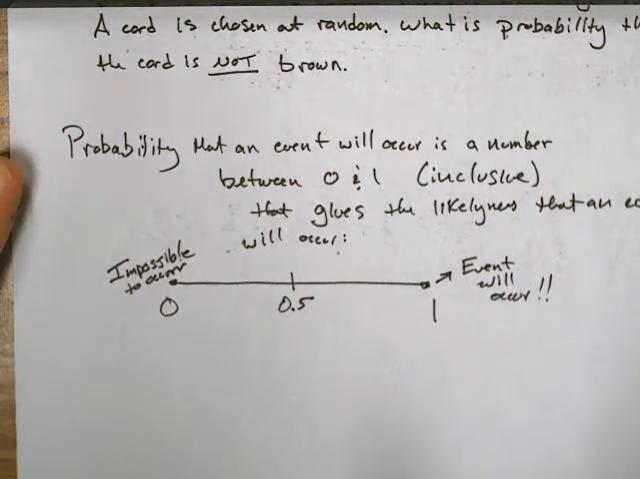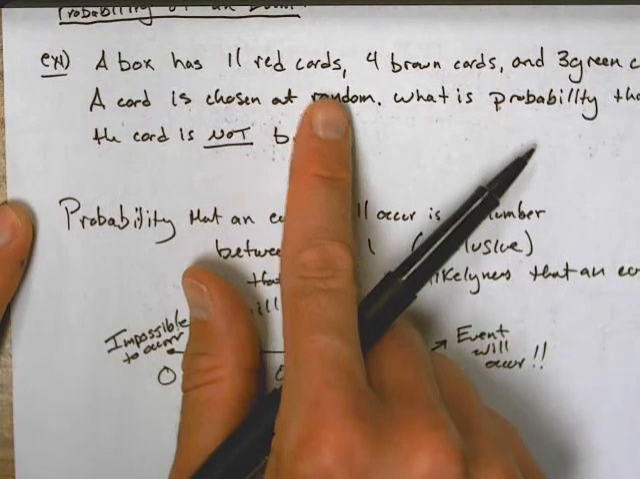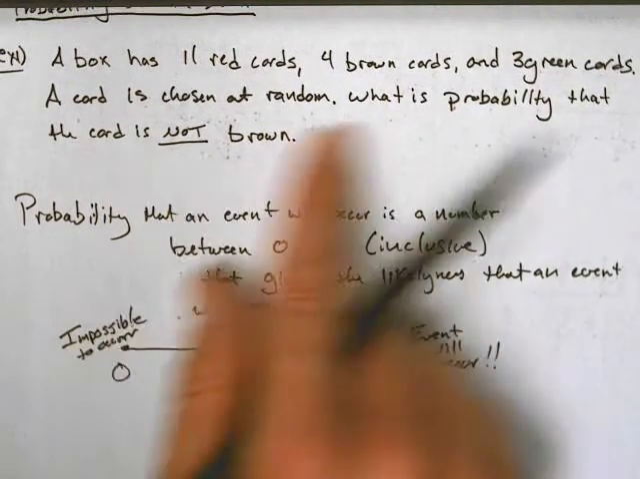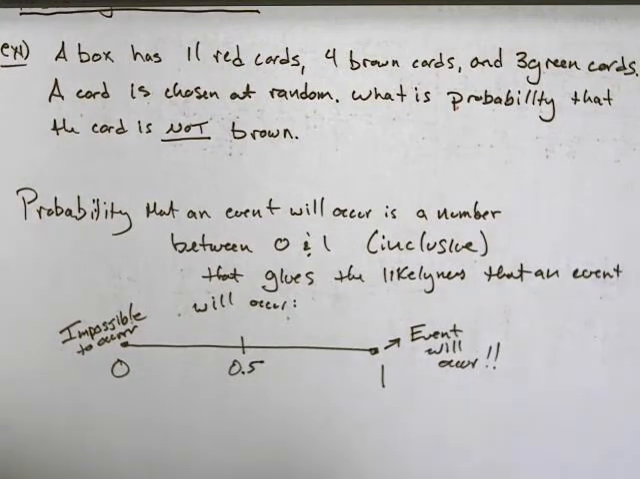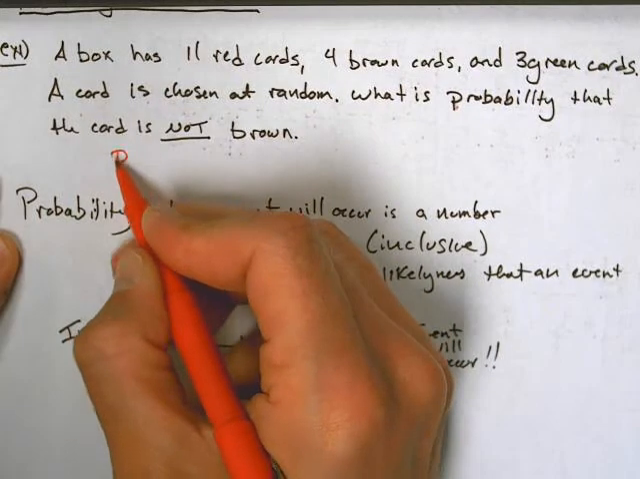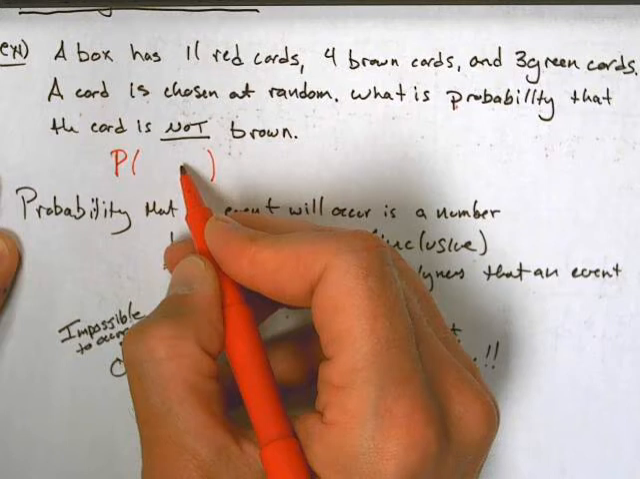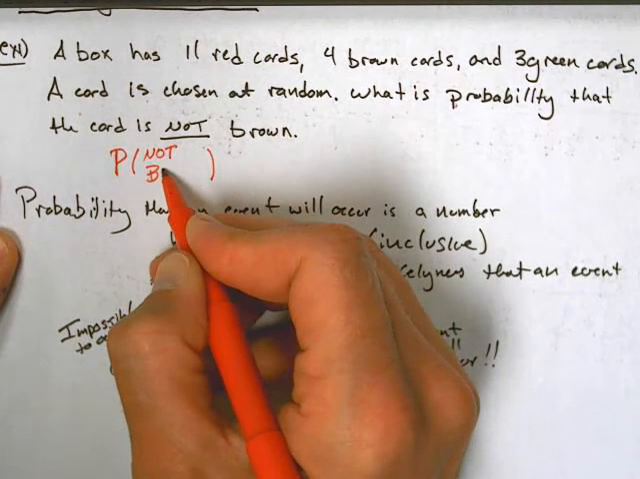Anyway, let's get back to the problem at hand. So we have a box that has 11 red cards, 4 brown cards, and 3 green cards. We're choosing a card at random. What's the probability it's not brown? This is how I would try to write this problem. We want to find the probability that it's not brown. I use the letter P for probability, and then in parentheses, I'll write what I want. So we want the probability that the card is not brown.